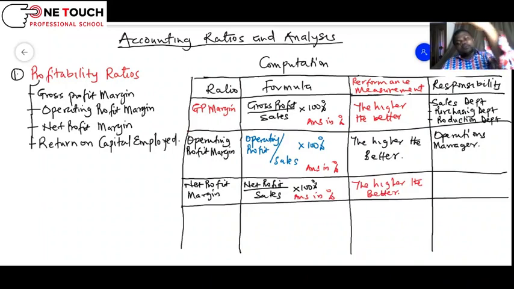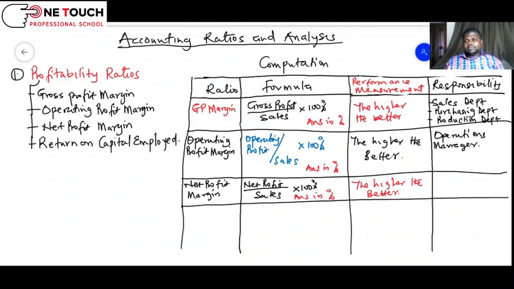After your operating profit, you add your other income. You get profit before interest and tax. You deduct your finance cost. You deduct your tax. Then you get what you call profit after tax. We want to know this profit after tax. If you express this as a percentage of sales, what will be the percentage?